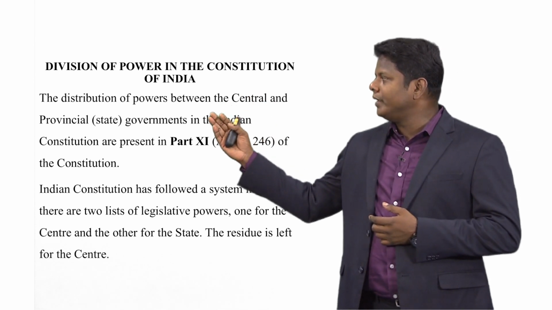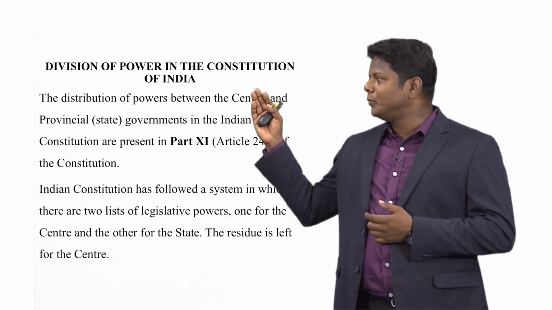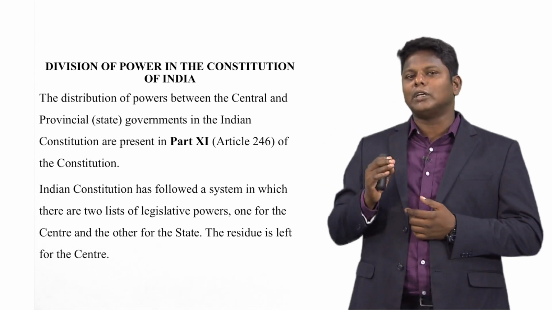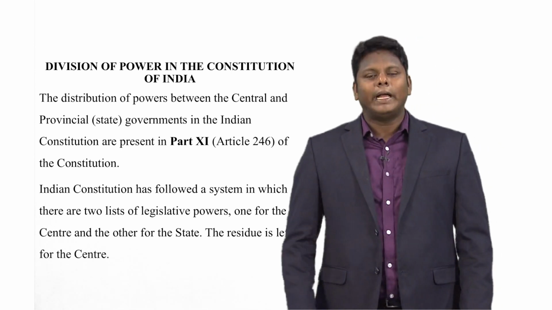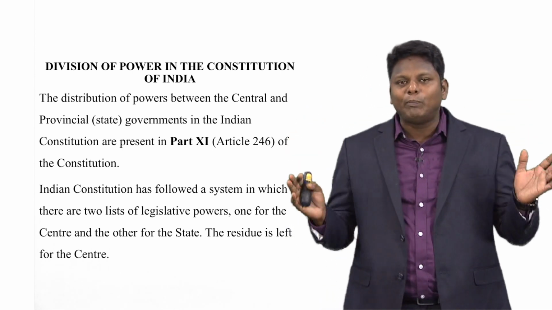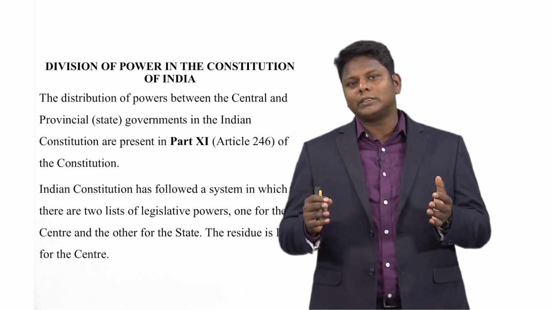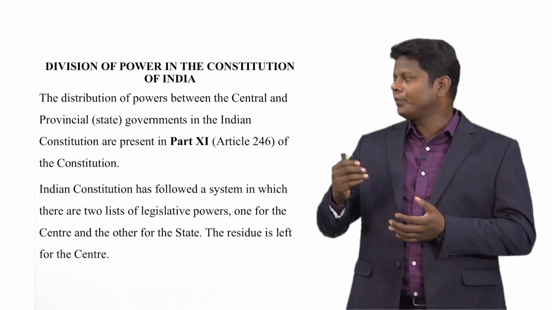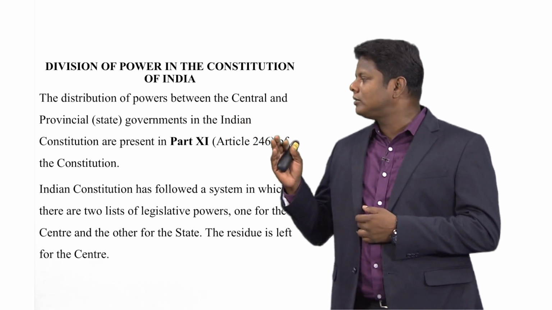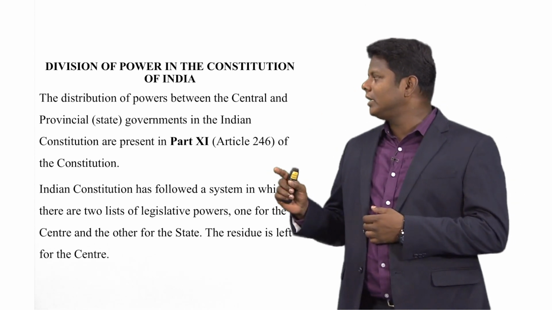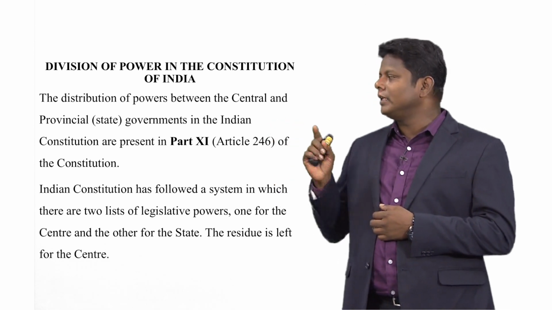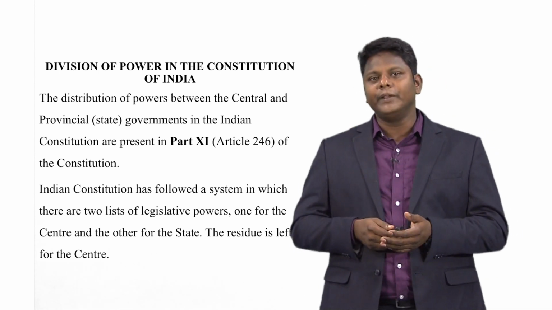The distribution of powers between the central and provincial, which means state governments, in the Indian Constitution is present in part 11, article 246. As I mentioned, these 2 parts, part 11 and part 12, clearly explain the division of powers and functions of center and state. The Indian Constitution has followed a system in which there are two lists of legislative powers, one for the center and the other for the state. Also, the residual power is left with the center.